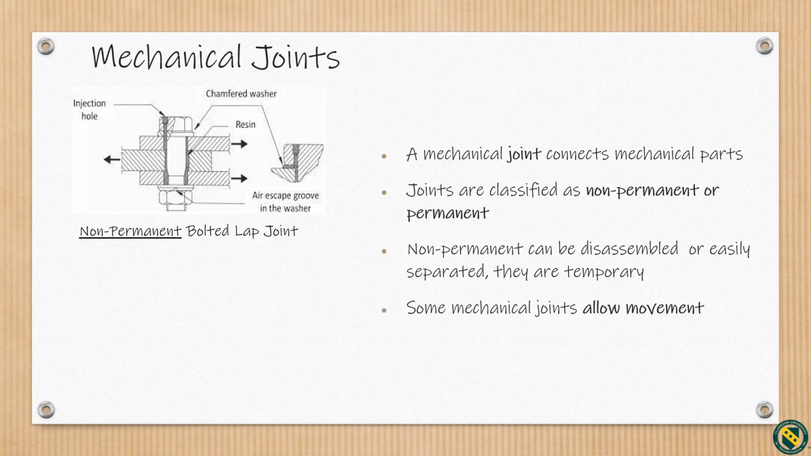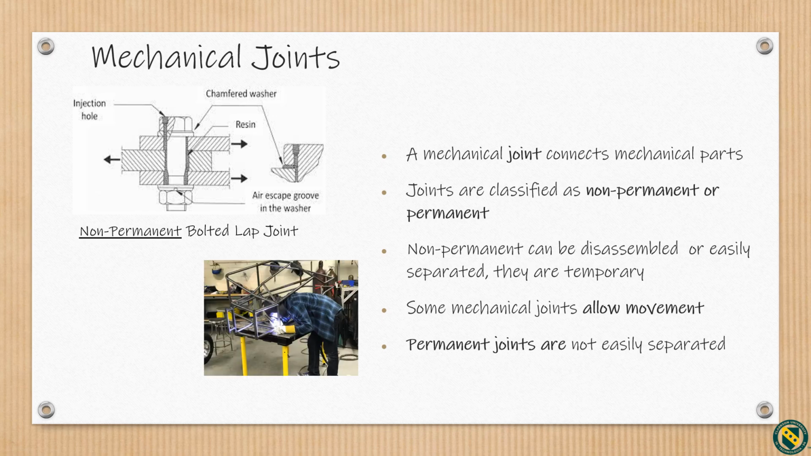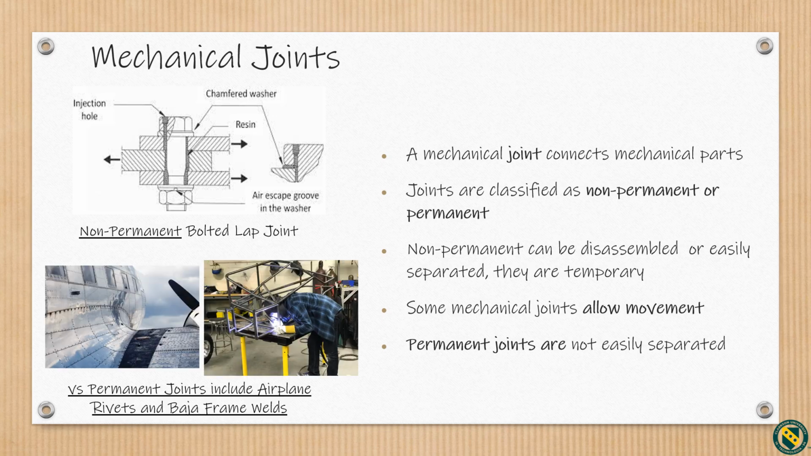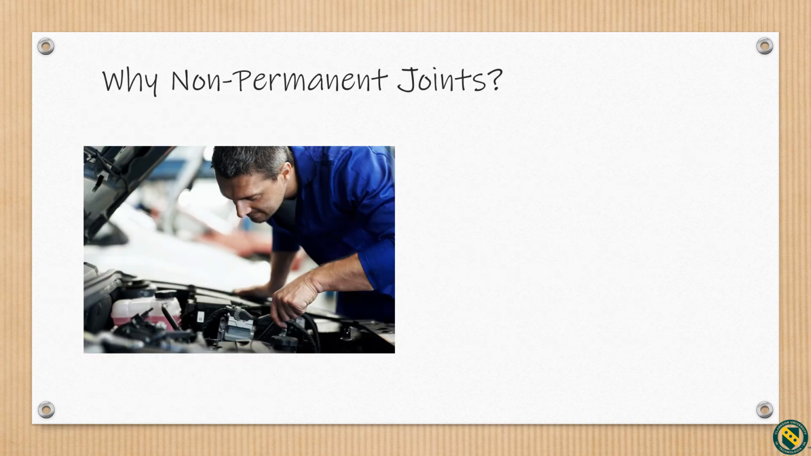Now, some mechanical joints are designed to allow relative movement of mechanical parts in one degree of freedom and restrict movement in another. While permanent joints, such as welded frames, glued joints, or riveted aircraft structures, are not easily separated. In this module, we'll mainly discuss non-permanent mechanical joints. Permanent joints will be discussed in another module.